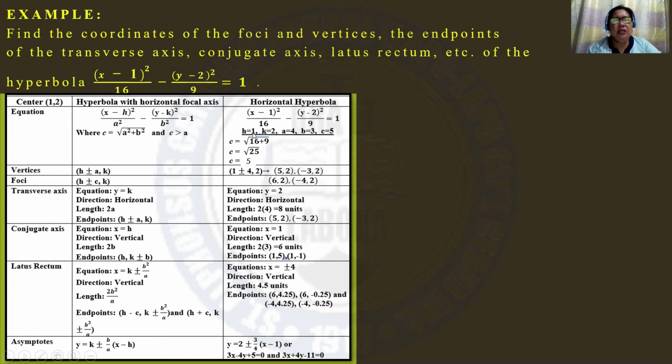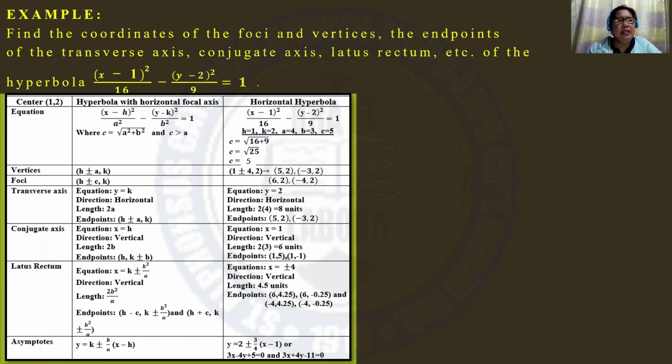The value of h is 1. The value of k is 2. The value of a is 4 since the square root of 16 is 4. The value of b is 3 since the square root of 9 is 3. And the value of c is 5 because c is equal to the square root of 16 plus 9, which is equivalent to the square root of 25, and c is equal to 5. So all you have to do is to substitute all these values to the corresponding letters here.